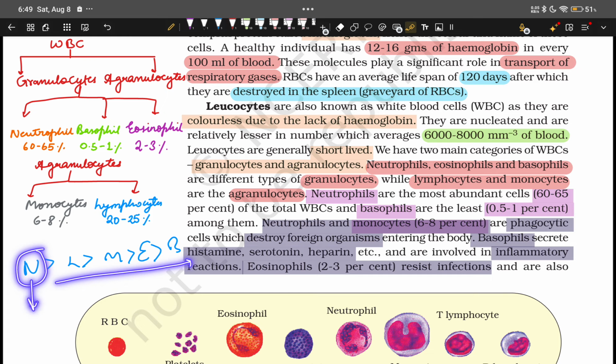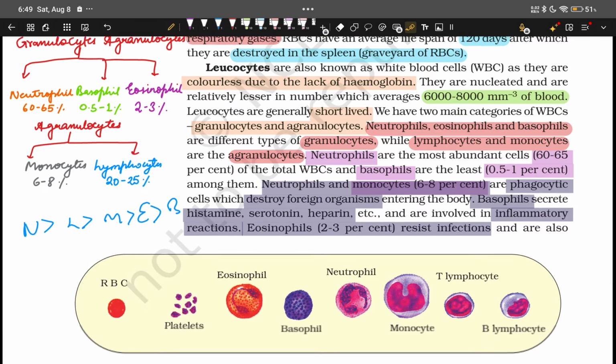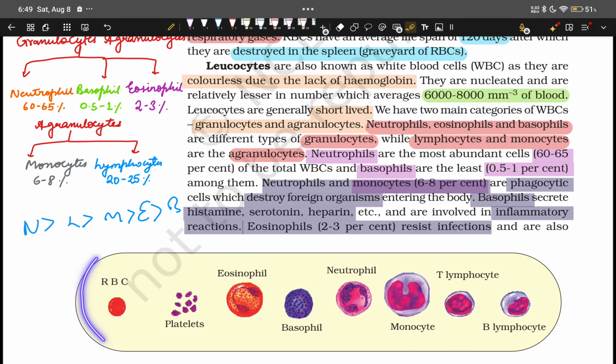Neutrophil is maximum, then we have lymphocyte, then monocyte, eosinophil, and then basophil. You can remember their shape that is given here in the photo. Basically they can be asked by showing you the diagram and asking which of them is which one, right? Which WBC is this? So they can ask questions like this.